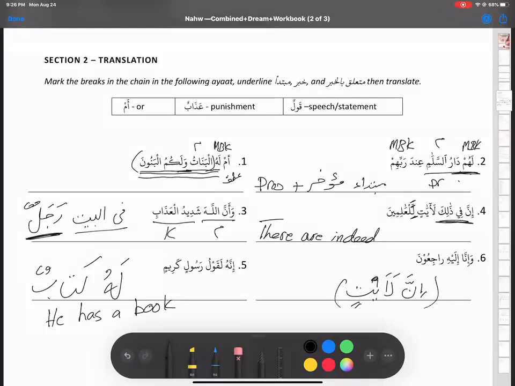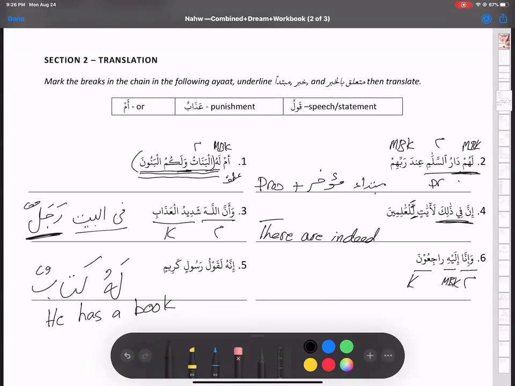Then we have wa inna ilayhi rajiun. What do you say? Also jumla ismiya. What is inna here? Inna plus nahnu over here, so it's ism together. They are our mubtada. And then we have ilayhi. What is ilayhi? MBK. And what is rajiuna? Khabar.